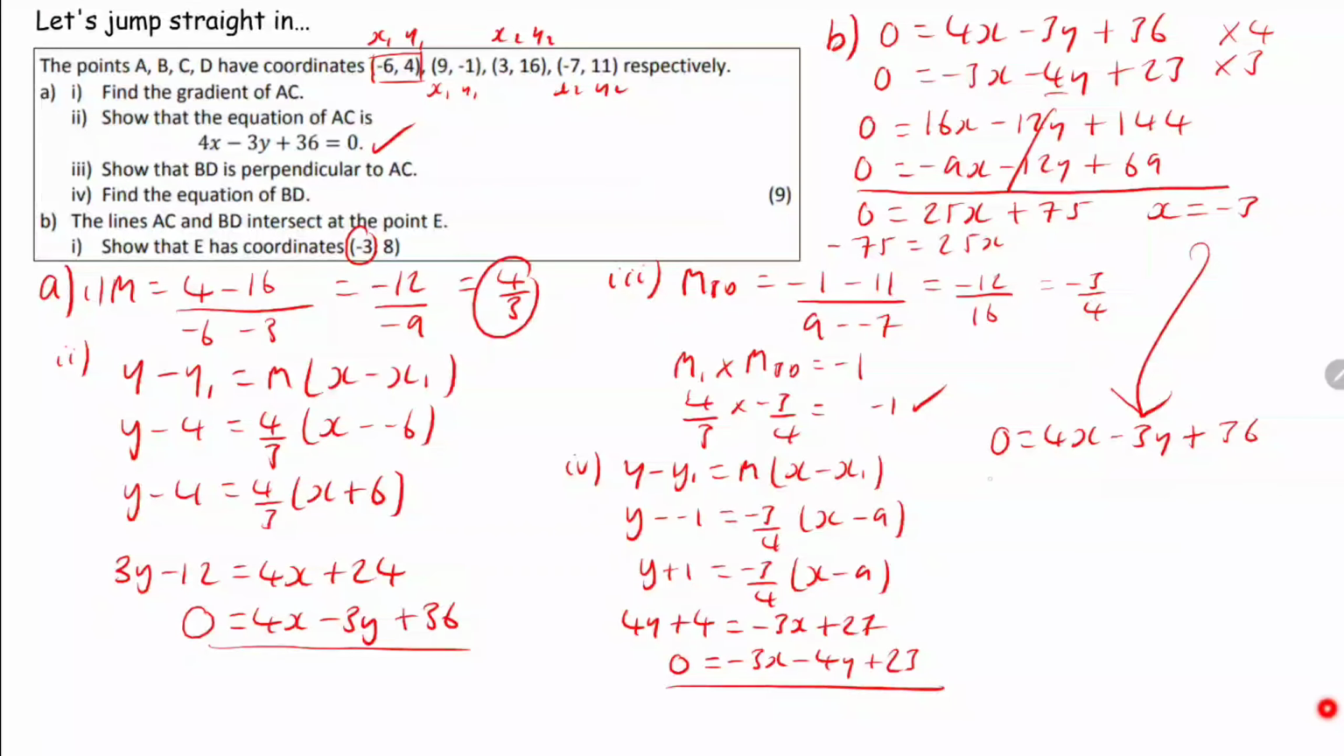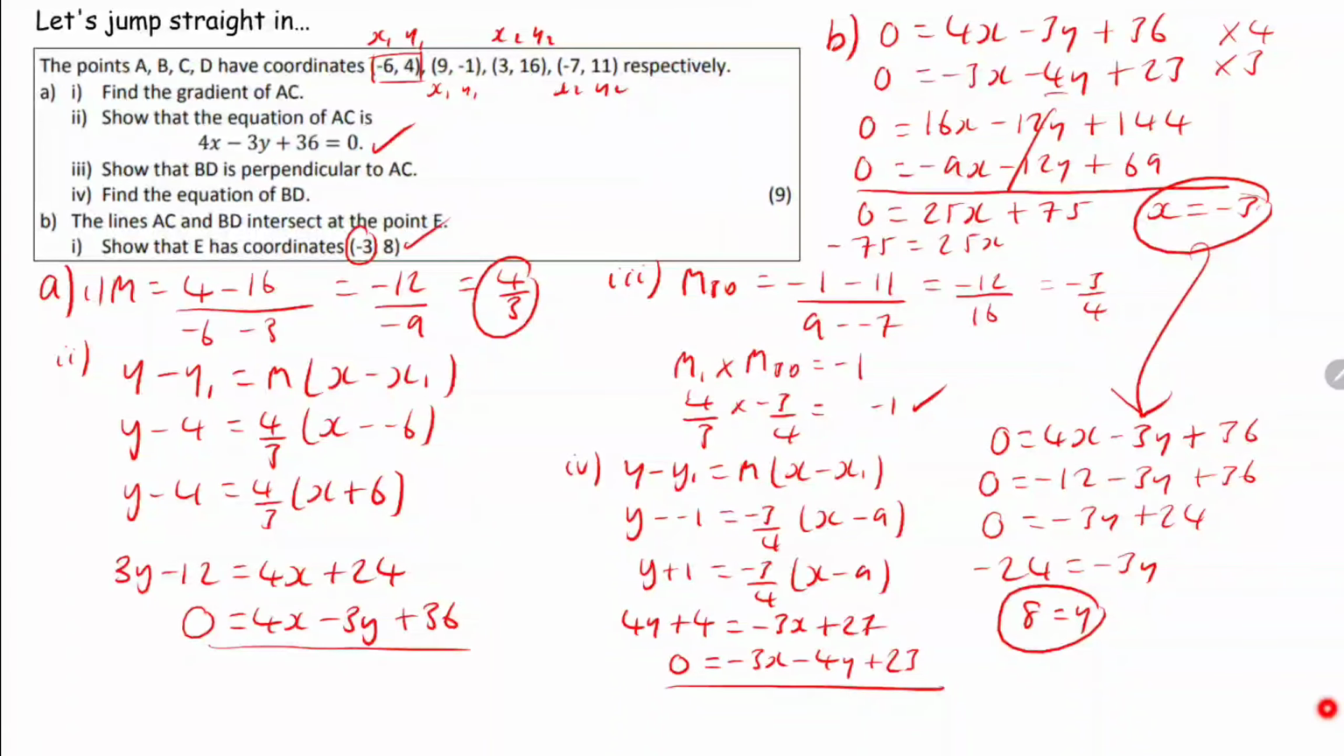Substitute x equals 3 in. So 0 equals 4 times minus 3, which is minus 12, minus 3y plus 36. So 0 equals minus 3y plus 24. Bring the 24 over, so minus 24 equals minus 3y. Then divide minus 3 into minus 24, which gives you y equals 8. And we've proven the second point.